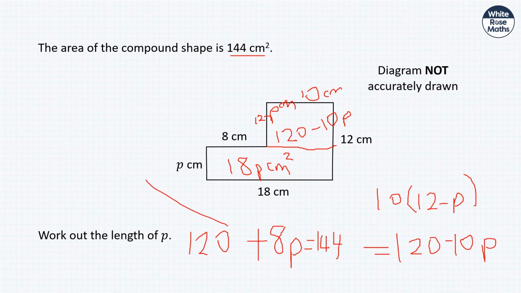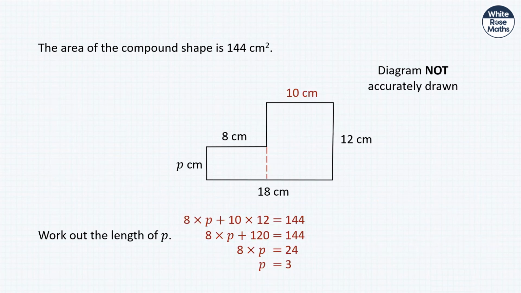I can now rearrange this, so minus 120 on both sides, so I get 8P is equal to 24. Dividing both sides by 8, I'm going to get that P is equal to 24/8, which is equal to 3. So P is equal to 3 centimeters, guys. Okay, so that was a bit more tricky, guys. So you had to form your two expressions, collect your like terms, and then equate that to 144, and then rearrange that. Okay, hopefully that makes sense. There we go, guys. Okay, that's my answer for this. Or that's another way of doing it.